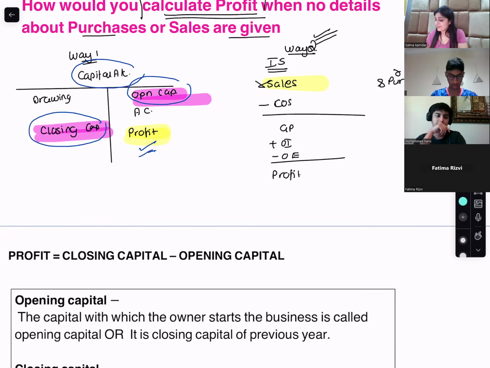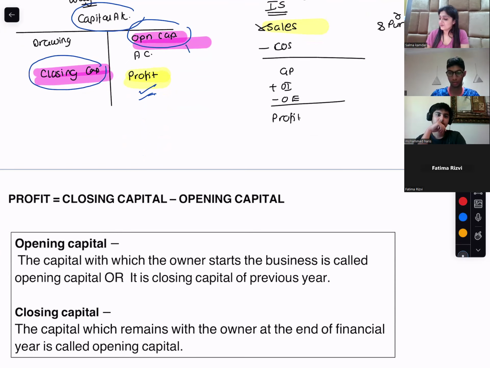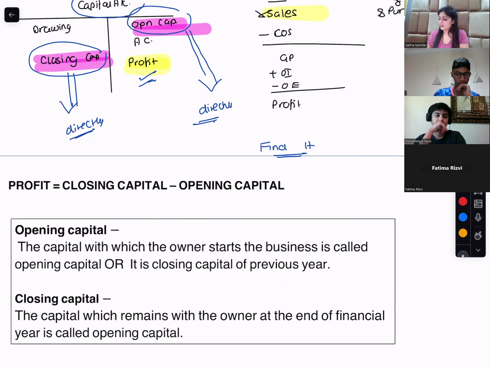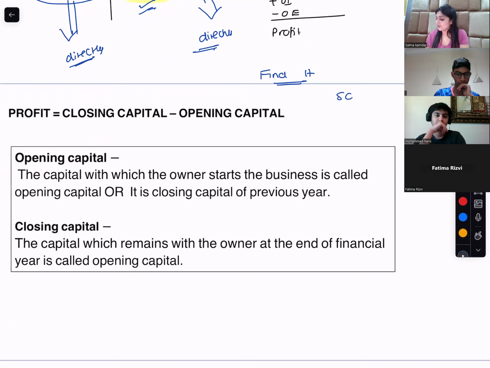So, the examiner has an option. He can give you this opening capital directly. He can give you this closing capital directly. If this is not available directly to us, then what will we do? Statement of affairs. We will make a statement of affairs. If it is not available directly to us, then you will find it. How will you find it? You will find it by preparing the statement of affairs.